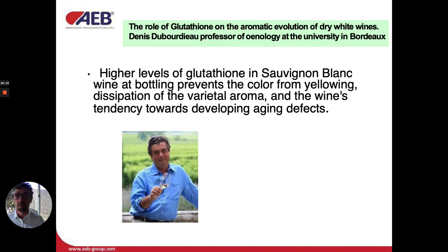One from Dubourdieu, former professor of enology at the University of Bordeaux. He spent many years researching glutathione in Sauvignon Blanc, and you can find many articles where basically he sustained that glutathione is always useful to keep Sauvignon Blanc on lees, because the lees contain glutathione that will prevent the color from yellowing, the dissipation of the varietal aromas, and the wine's tendency toward developing aging defects.